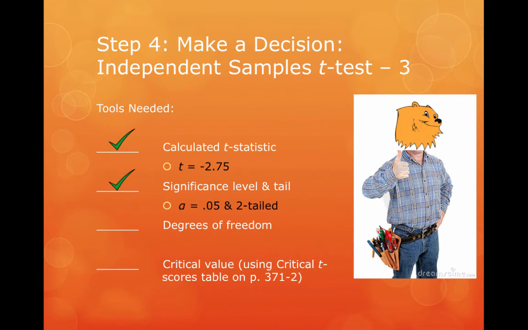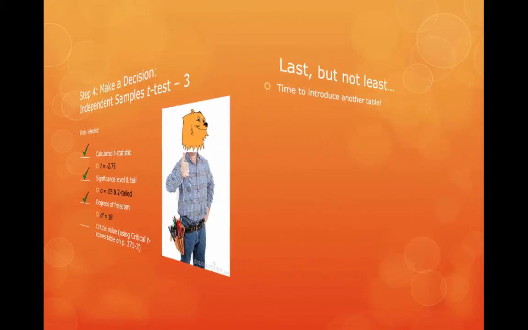So our third tool, degrees of freedom, we now have degrees of freedom of 18. So our last tool that we need in order for us to make a decision is finding out our critical value. And we have a critical t-score table that you can find in the back of your book, and I'll always provide you with the table as well. So let's take a look at this.